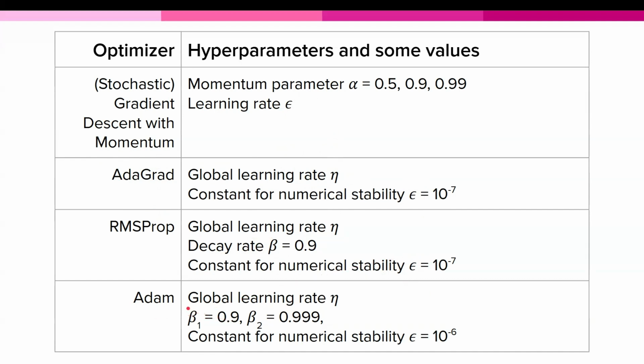And then last but not least, Adam has a global learning rate, two decay rates, beta 1 and beta 2. Typically, beta 2 is larger than beta 1 to allow the variance estimate to evolve more slowly than the mean, the gradient mean estimate. And it also has a constant for numerical stability, epsilon.